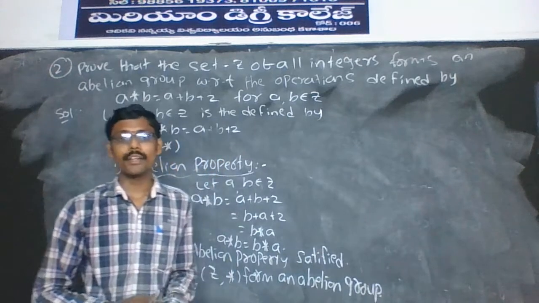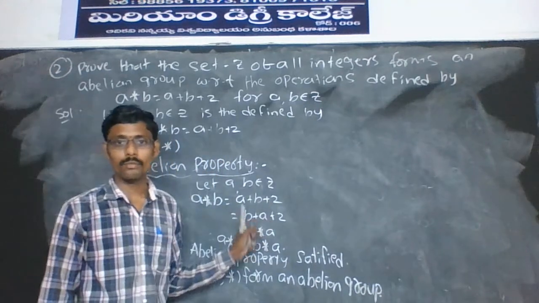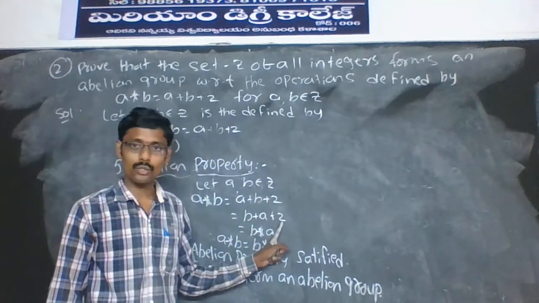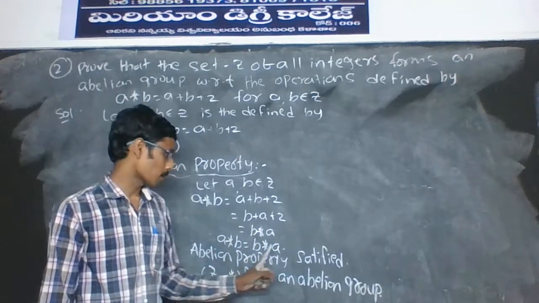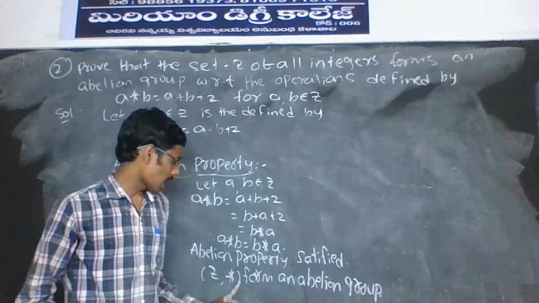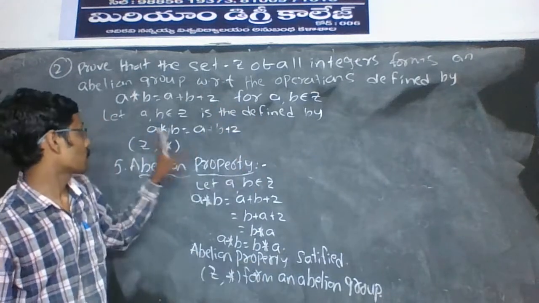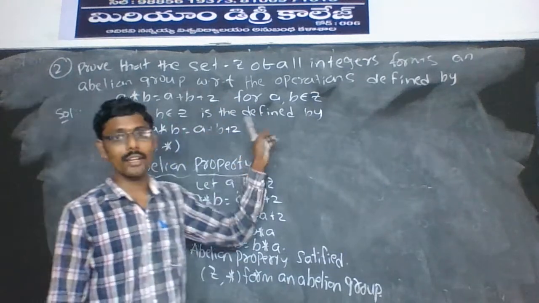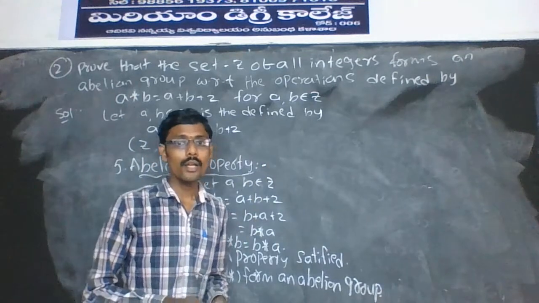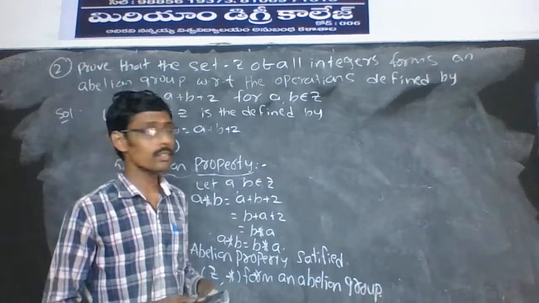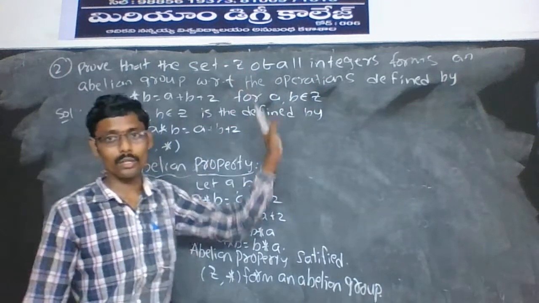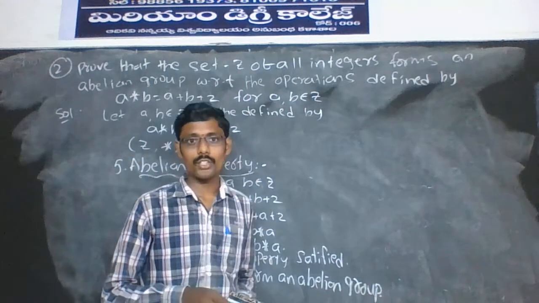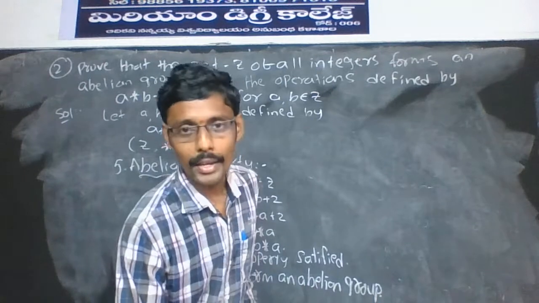a star b is written as a plus b plus 2, which implies b plus a plus 2. b plus a is written as b star a. So a star b is equal to b star a. Abelian property satisfied. Z comma star forms an abelian group. For a, b belongs to Z, defined as a star b is equal to a plus b plus 2, the set Z of integers forms an abelian group with respect to the operation star, where a star b is equal to a plus b plus 2.